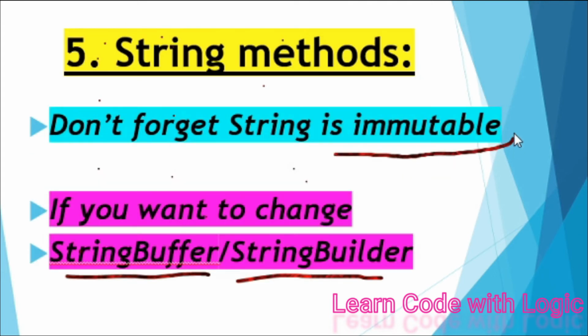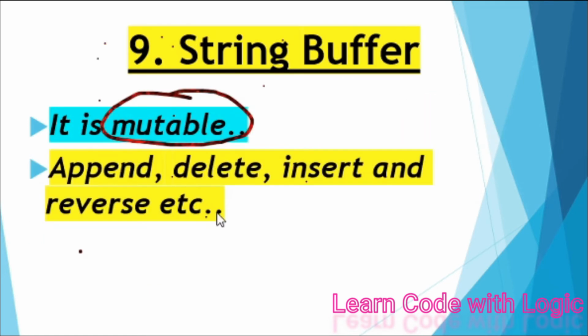Because we already know String is immutable, if you want to change anything, it's not possible, right? Whereas StringBuffer supports mutability. Mutable means we can change the value. It might be append, delete, insert, or reverse, any of the functions. Whatever we couldn't achieve in the String class, we can do using StringBuffer. Now let us see some coding, which helps you understand much better.